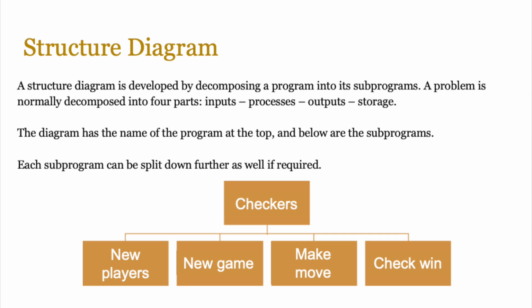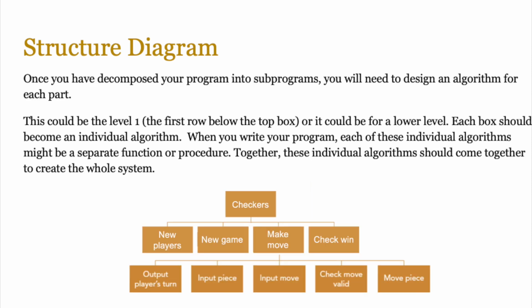Once you've decomposed your program into subprograms, you will need to design an algorithm for each of those parts. And this could be the first level, which is below the name of the program itself, or it could be further subprograms which come later on. For example, in the updated diagram that you see on screen, the make move subprogram could include outputting the player's turn, inputting a piece, inputting a move, checking if the move is valid, and then moving the piece itself. So all of those parts need to be completed for make move to be completed. All these individual algorithms would eventually come together to create the whole system.